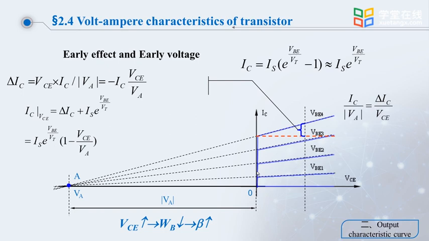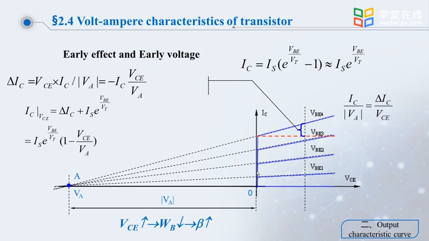Firstly, we look at the amplifier zone. When the transistor is operating in the amplifier zone, its emitter junction is forward biased, and the collector junction is reverse biased. At this time, we can observe that these curves are almost parallel. That is, IC is almost unchanged with the change of VCE. The expression for IC is equal to beta times IB plus ICEO.